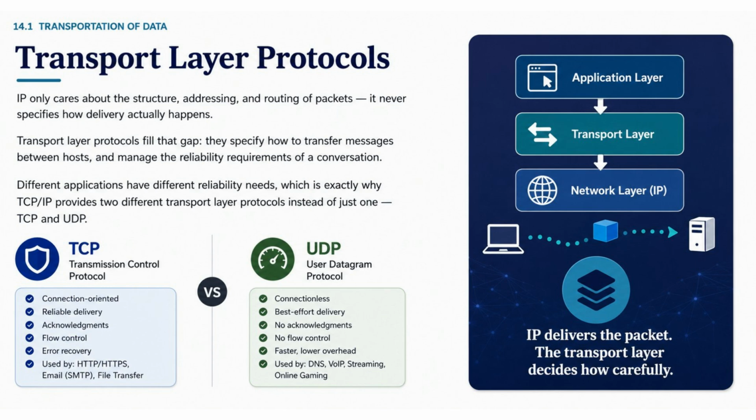IP only handles structure, addressing, and routing. It never specifies how delivery actually happens. That's the transport layer's job, and it's exactly why TCP/IP provides 2 different transport protocols instead of 1. Different applications have wildly different reliability needs. The on-screen line sums it up well. IP delivers the packet. The transport layer decides how carefully.